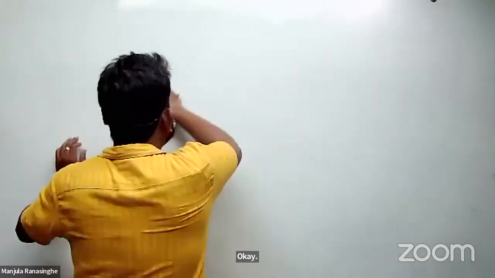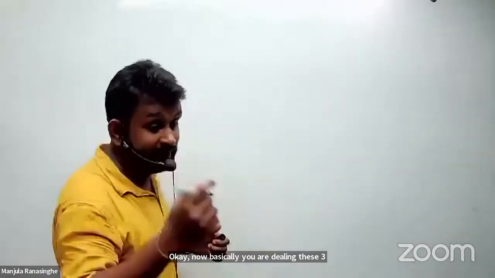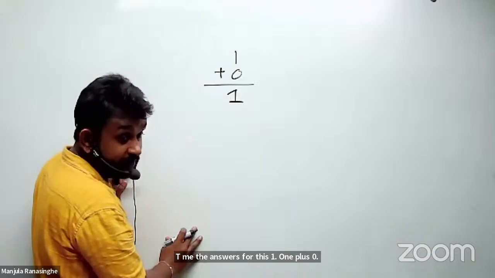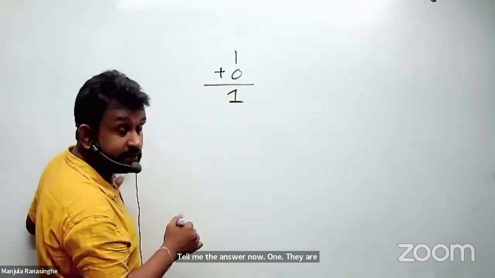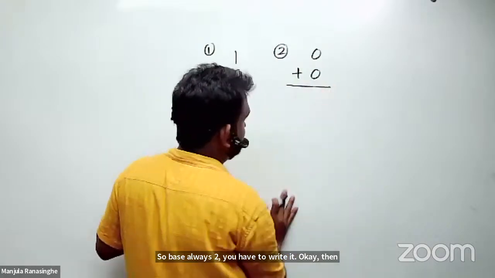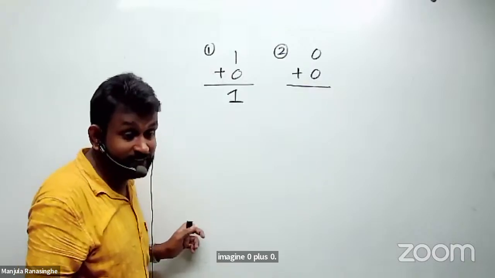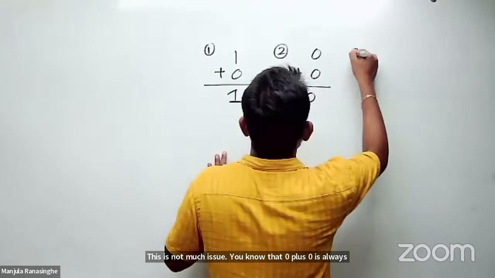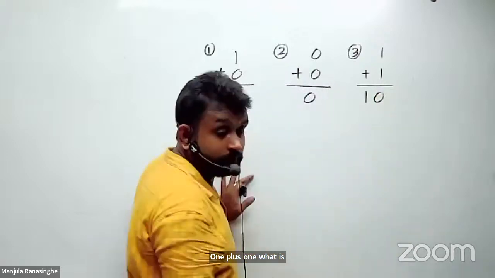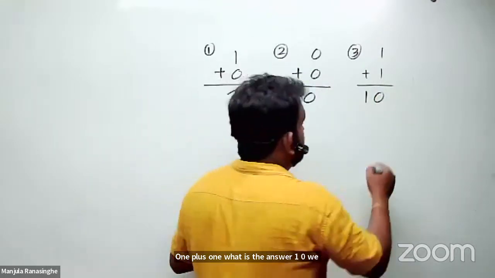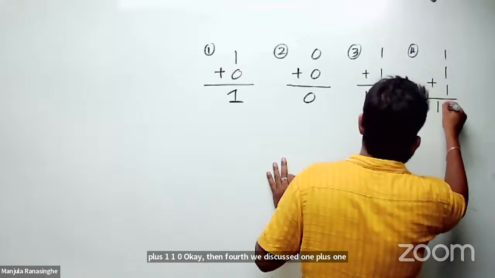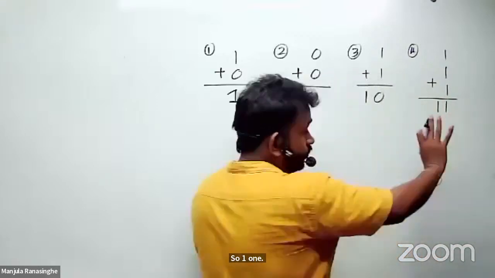Okay. Now basically you are dealing with these four situations. Tell me the answers for this one. 1 plus 0. Tell me the answer now. 1. They are binary. So base always 2. You have to write it. Okay. Then imagine 0 plus 0. This is not much of an issue. You know that. 0 plus 0 is always what? 0. Right. Then tell me the answer, 1 plus 1. What is the answer? 1, 0. We understood. 1 plus 1, 1, 0. Okay. Then fourth, we discussed 1 plus 1 plus 1. These are all binary. So 1, 1 to the base 2. All are base 2. We have to write it.